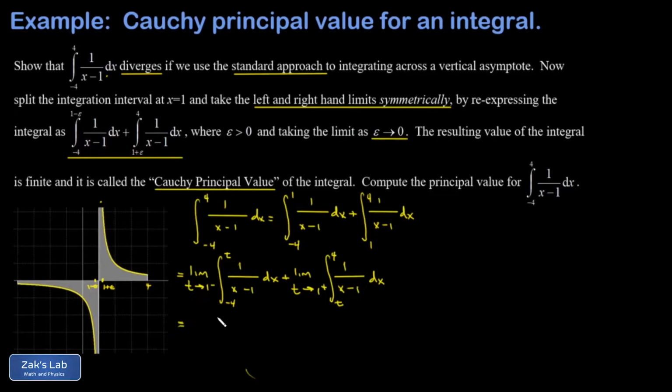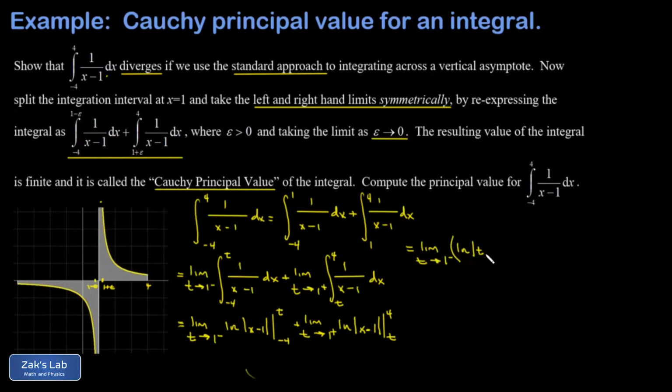And now we're able to evaluate our integrals before we take the limits. This integrates to the natural log absolute value x minus 1, and we're evaluating that on -4 to t. Same antiderivative in the second one, and we're evaluating from t to 4. Got to fix the sign error there. And now we sub in our limits of integration.